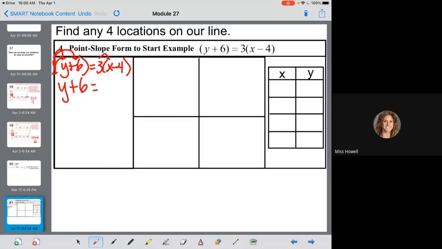Over here, this 3 has to get distributed to x and negative 4. Be careful there. So 3 times x would give us 3x, and 3 times negative 4 would give us a minus 12. Be careful there with your sign.